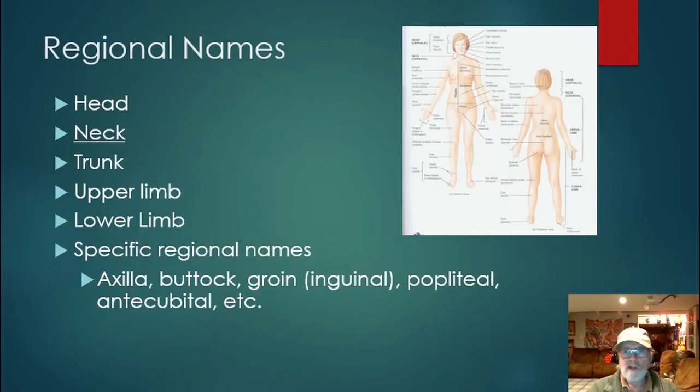Okay. Let's go now and talk about some regional names. We give names to things. We can't say, oh, that little bump on the back of the elbow. That's not a good medical term. Or those little fingery things. You know, no, that's not a good word. We have to use some words. It's not that we're trying to confuse people, but we're trying to make these medical terms relatively precise.